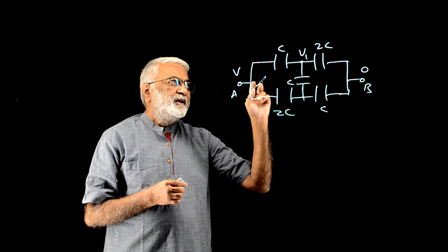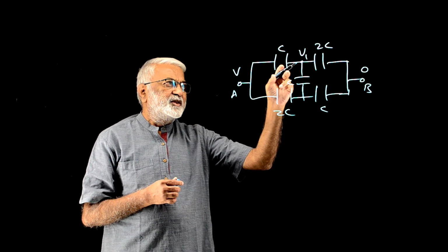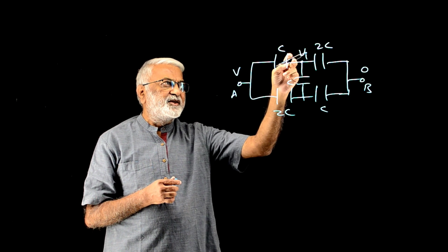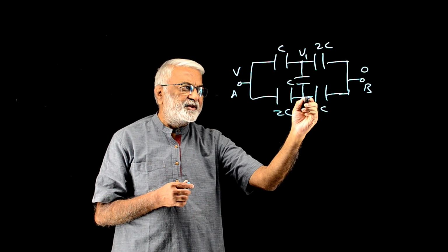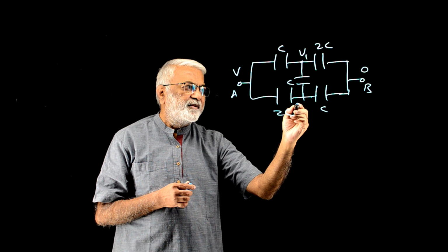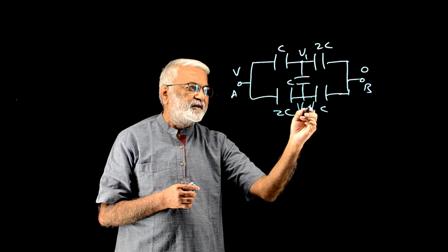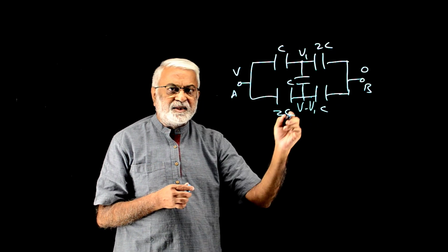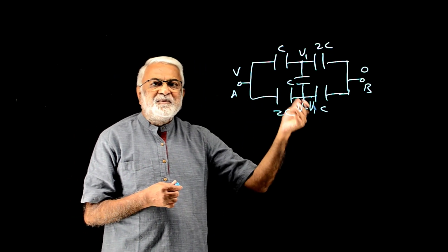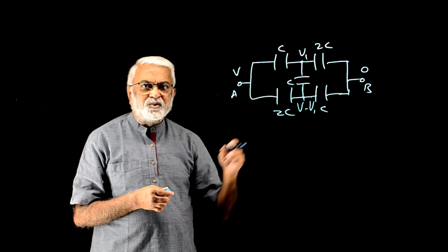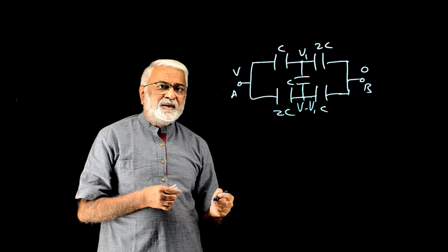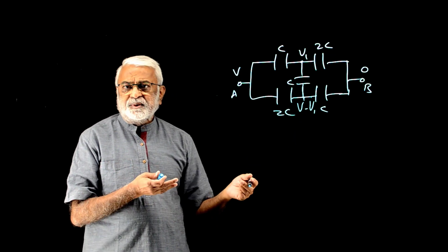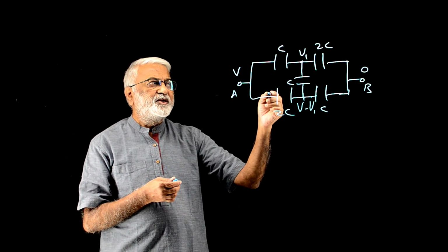And if the potential across this capacitor is V minus V1, it must be V minus V1 across this one. So we don't need a new label here, we'll write this as V minus V1. That's the potential here, assumed in terms of the already assumed label. We don't need a V2 here. And what do we do? We assume labels for potentials and write equations for charges.